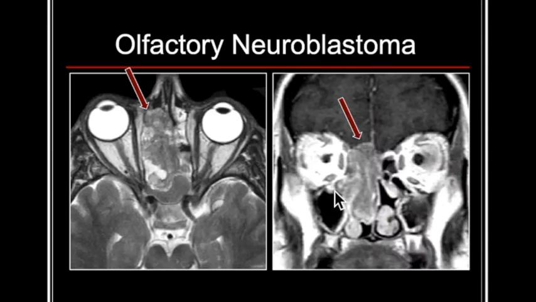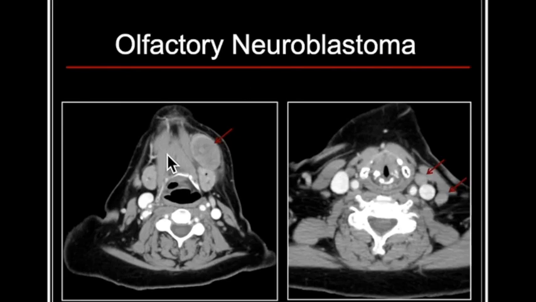When we give contrast, we have a better sense of just how much is extending through the anterior skull base and involving portions of the dura and the anterior falx. And because it is a cellular tumor, it's both diffusion restricting and a little bit T2 hypointense.